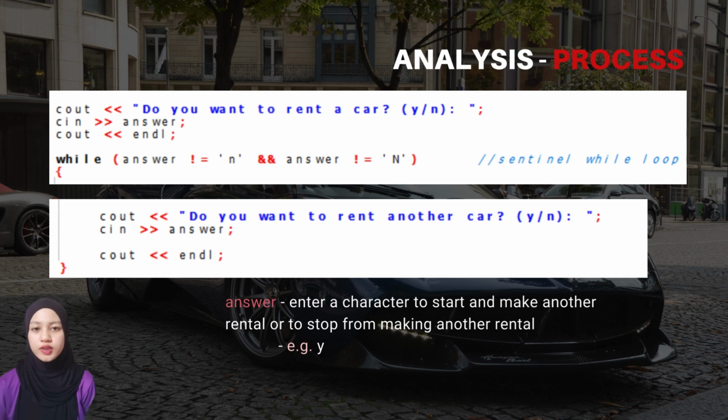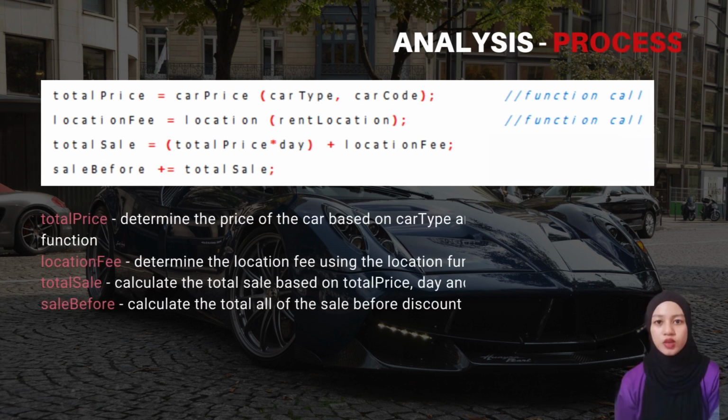Our program uses a sentinel while loop where the process will terminate when the user enters the end character. The variable answer is to store a character where the user can choose whether they want to rent a car, make another rental, or stop the process. For example, the user can enter the character Y for yes if they want to make a rental or another rental, or the character N for no if they don't want to make any or another rental. This process is to determine and calculate the total price that needs to be paid by the user at the end of the program. The variable total price is to determine the price of the car based on the car type and the car code using the car price function.